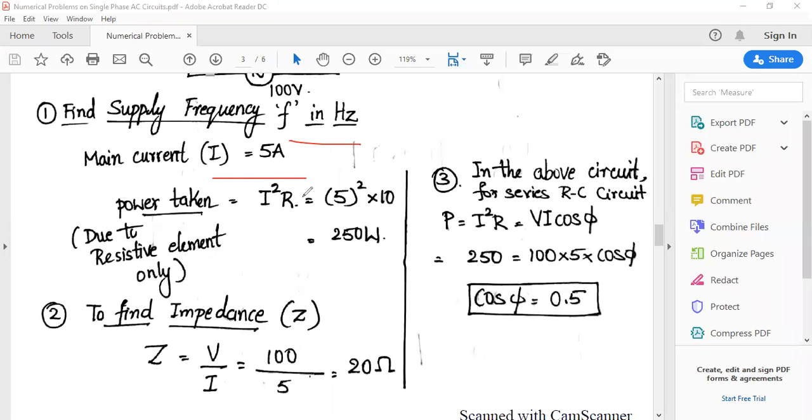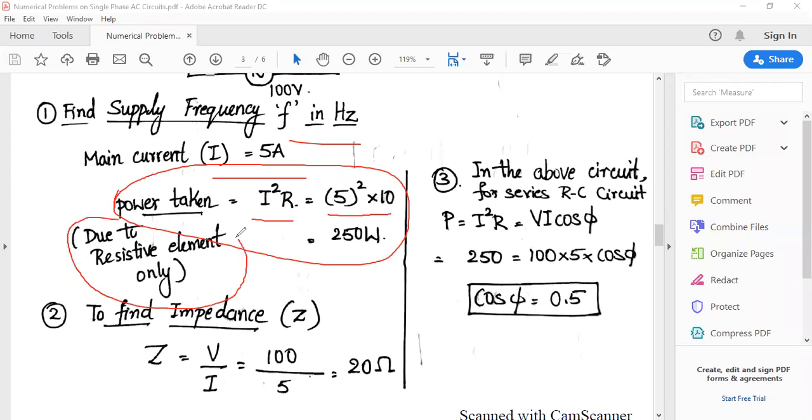The main current is 5 amperes. Now the power taken is P equal to VI cos phi, or we can directly write it as I squared into R. The power is dissipated only due to the resistive element alone. So it is I squared into R, where I squared is 5 squared into 10, which is 250 watt.